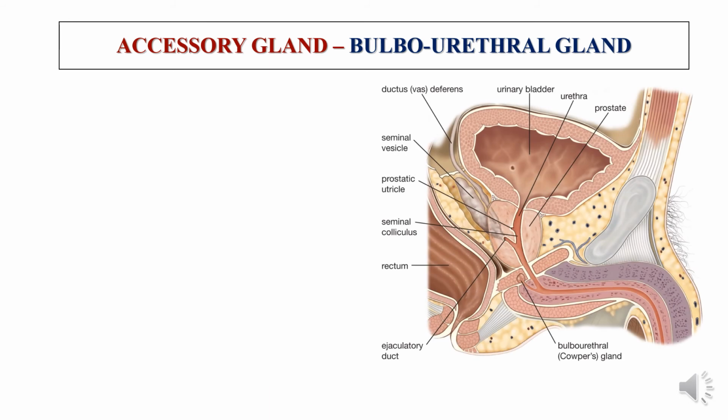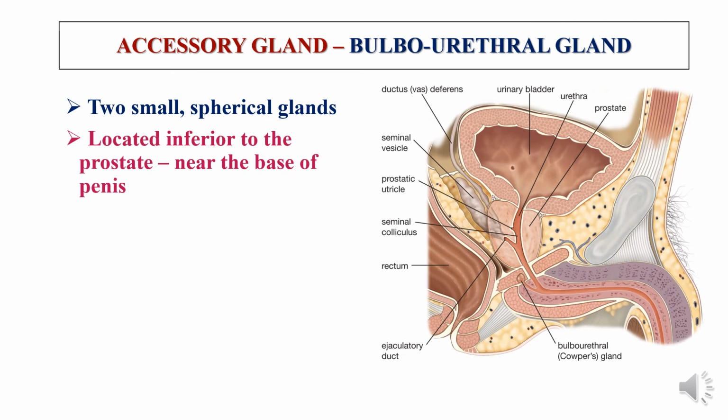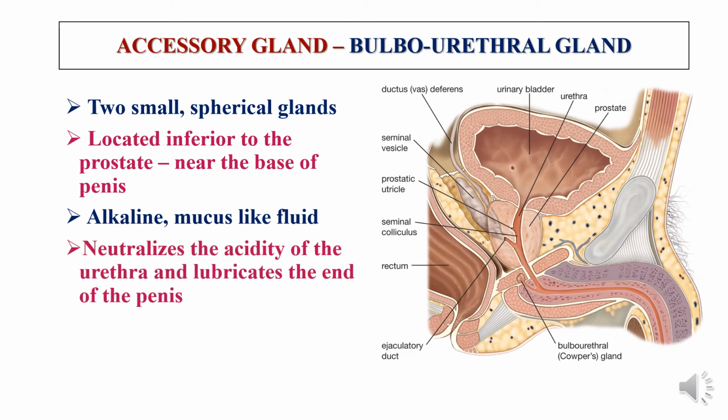Bulbourethral gland. The bulbourethral glands are two small spherical glands that are located inferior to the prostate gland near the base of the penis. These glands secrete an alkaline mucus-like fluid into the urethra in response to sexual stimulation. Thus, the secretion neutralizes the acidity of the urethra as well as lubricates the end of the penis in preparation for sexual intercourse.